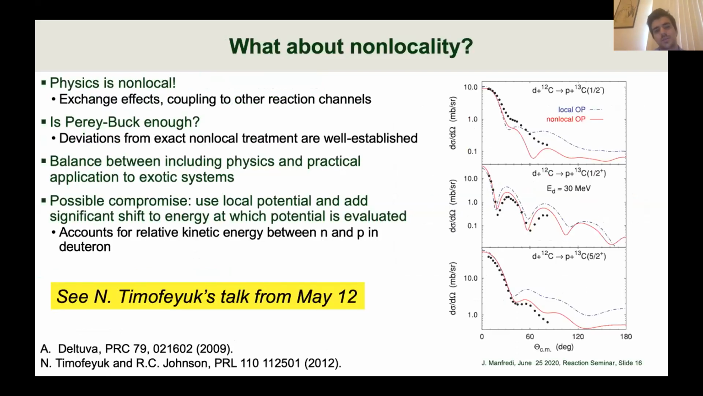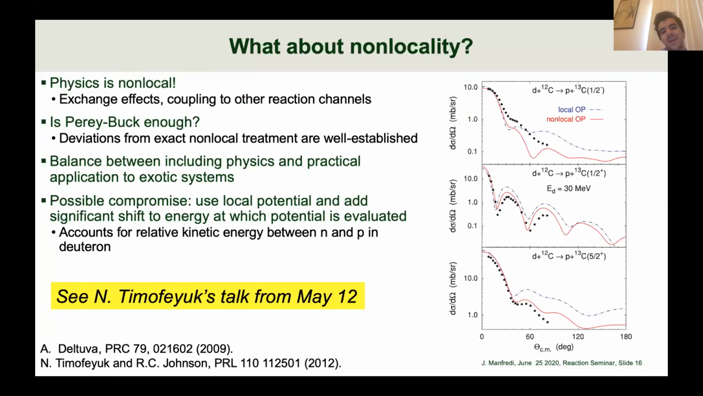So, okay, in terms of non-locality, I said that I would bring this back up again. The physics is, of course, non-local. There's antisymmetrization of the wave function. You couple to other reaction channels. So the question is, is Perey-Buck enough to actually take this into account? There's a nice paper from Deltuva from several years ago, the plots of which are shown on the right: center of mass angle versus cross section. For different systems, you can see that the local optical potential using Perey-Buck does not match the data as well as the non-local optical potential. And there's some discrepancy between the two. And this is well established.